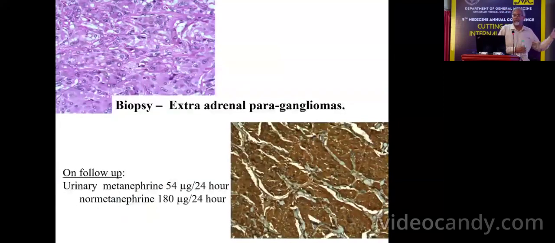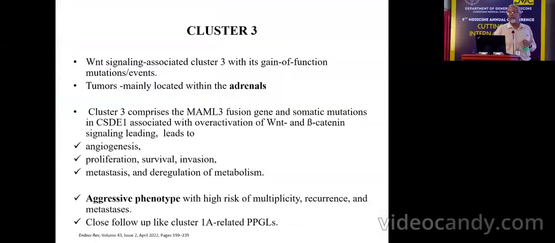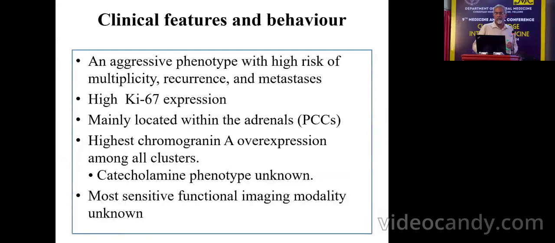And these are biopsy pictures showing these are actually extra-adrenal pheochromocytomas. More often than not, they're not in the bladder. They're actually in the parametrium around the bladder as well. And with early treatment, they can do fairly well. Finally, we come to the last cluster, the most exotic of them, an aggressive phenotype with a history of multiplicity, recurrence, and metastasis. They seem to be non-secretory in most situations, and they do not have hypertension as a major feature.